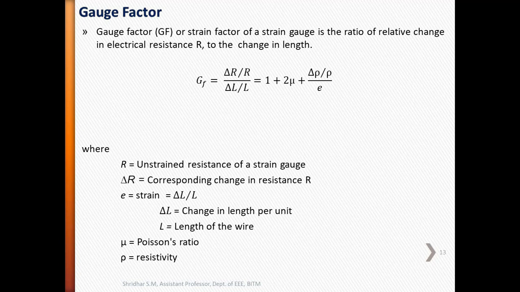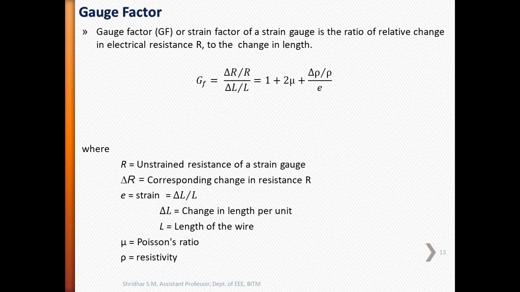When a strain gauge is subjected to a positive strain, its length increases while its cross-sectional area decreases. The resistance of a conductor is proportional to its length and inversely proportional to its area of cross-section. So it can be given by the equation R equal to rho L by A. The resistance of the strain gauge increases with the positive strain.